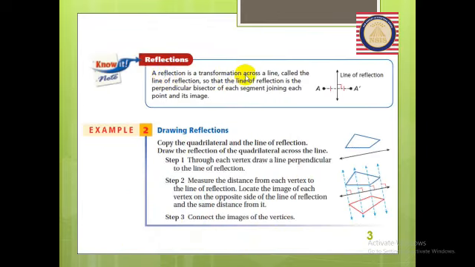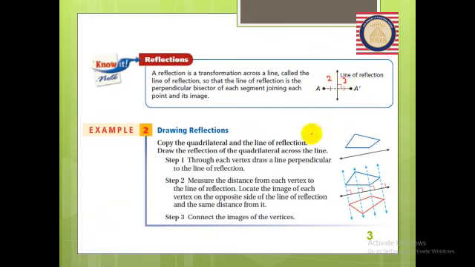A reflection is a transformation across a line called the line of reflection. This is the line of reflection. If I have a point A, how do I reflect point A across this line? I'm going to make a perpendicular line on the line of reflection. Then I'm going to measure the distance from A to the line. As an example, if this is 2 centimeters, the image A dash will also be 2 centimeters away from the line of reflection.